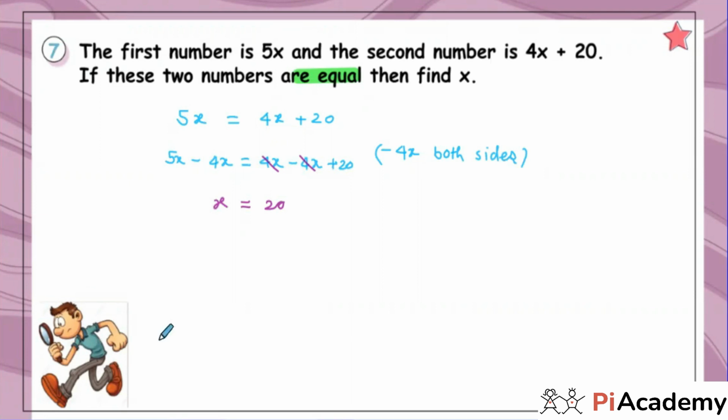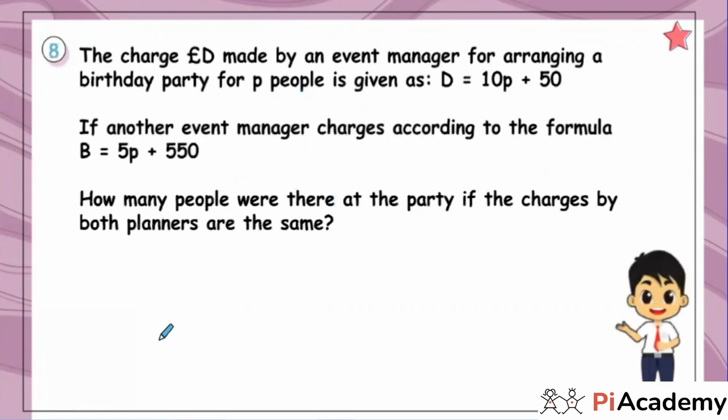So let's have the next question. Okay. So here you have the next question. This question looks very lengthy to me, but it's fine. This question I'm solving in front of all of you. See, the charge made by an event manager for arranging a birthday party for P people. It means P is a variable. So this is the formula.